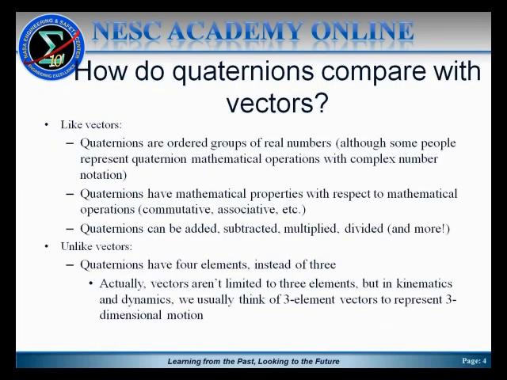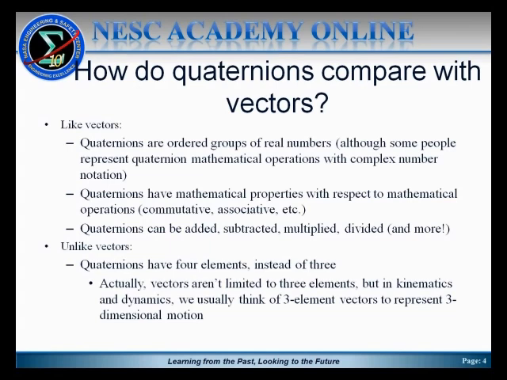How do quaternions compare with vectors? Well, like vectors, quaternions are ordered groups of real numbers. That's, you may remember, one of the definitions they give you of a vector when you first start studying mathematics. And then, although some people can represent quaternion operations with complex notation, and there are some applications where the quaternions are complex, in the flight mechanics applications that we'll talk about primarily today, they are ordered groups of real numbers, typically written as a row or column vector.